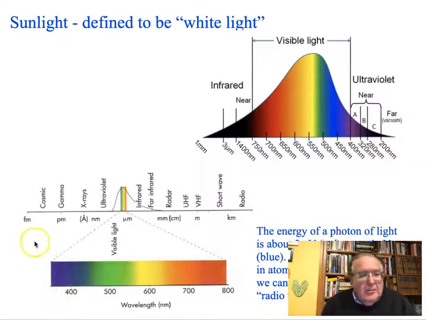Okay, so at very, very low wavelengths or high energy, we have what are called cosmic rays. Gamma rays, X-rays are in here. When you get a dental X-ray, that's the wavelength of light that's being sent through you. And then there's ultraviolet, and then the visible, infrared, far infrared, and then there's radar, ultra high frequency and very high frequency, shortwave and radio. Okay, so all of these things basically are the same thing, just different energy, and therefore different wavelengths. So optics only deals with the stuff we see with our eyes.